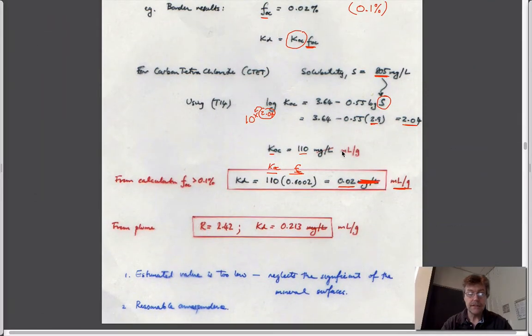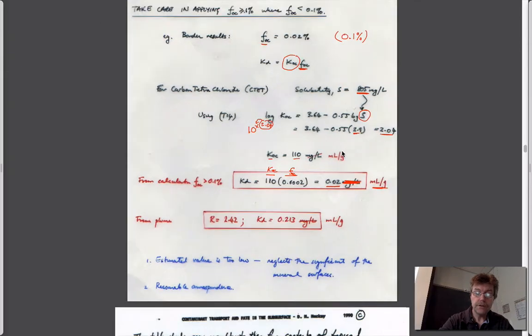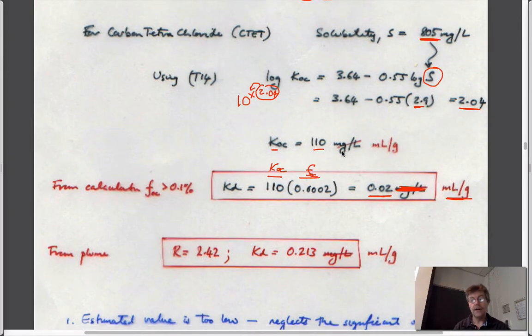And when we did it for the incorrect application of our fraction of organic carbon, we got a KD which is basically an order of magnitude lower. And so then the question is, why is that? Is it in the right direction? Should it be lower or higher? I think you'd expect it to be lower, right?